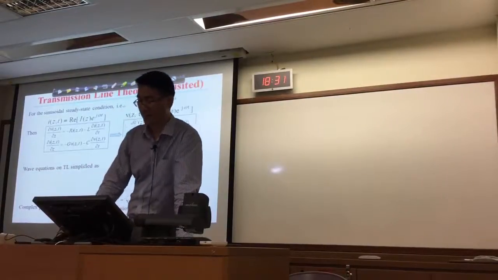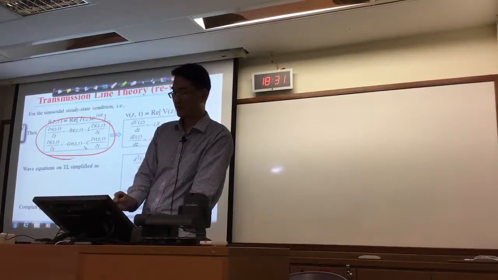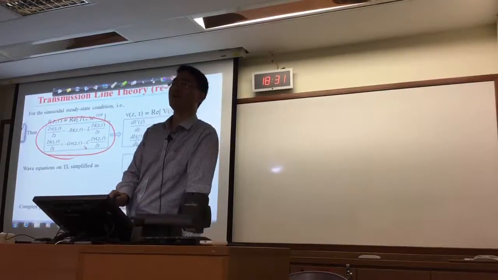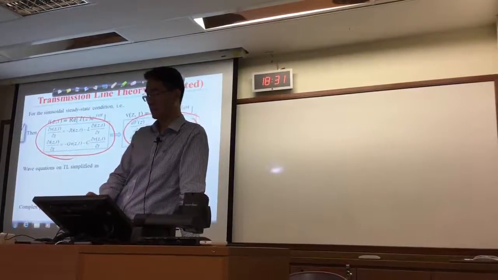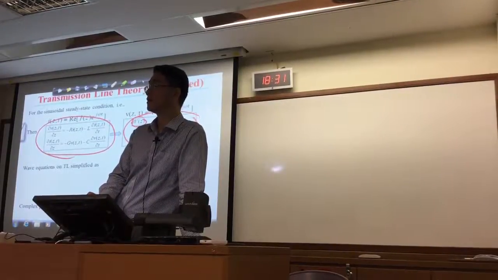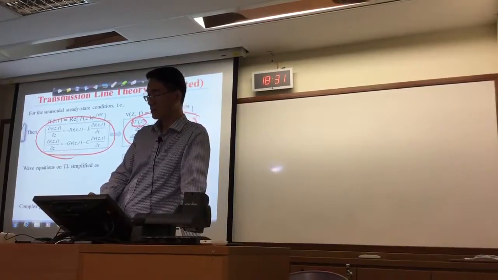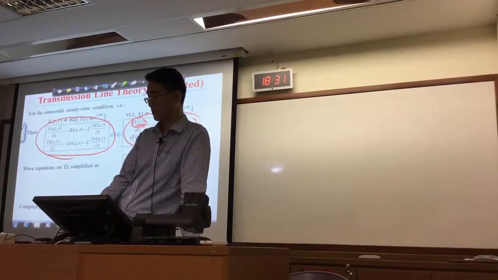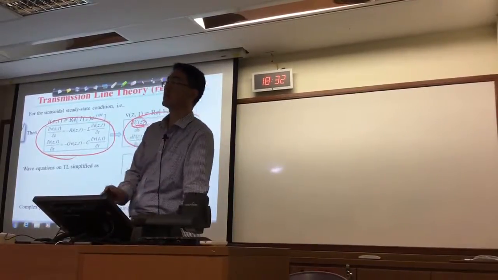Previously we mentioned that this is a first order wave equation in the time domain. By introducing the phasor format, this is first order. Now here, V is in the frequency domain, right? You cannot see the t. Here also voltage and current are coupled. To solve that equation, we have to convert to the second order wave equation.